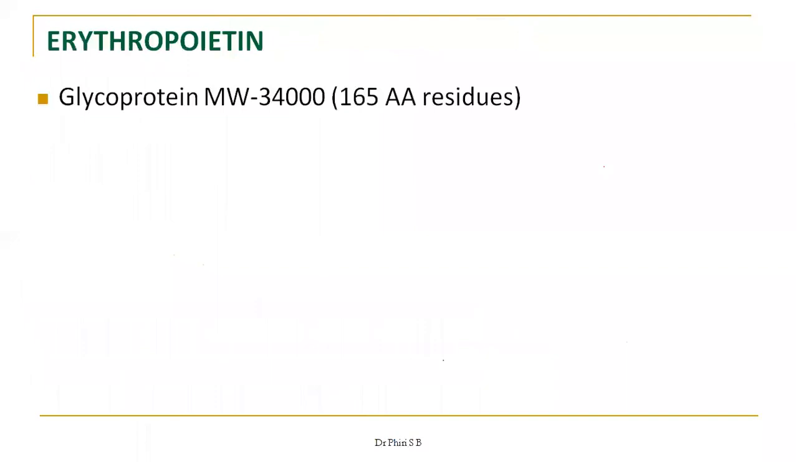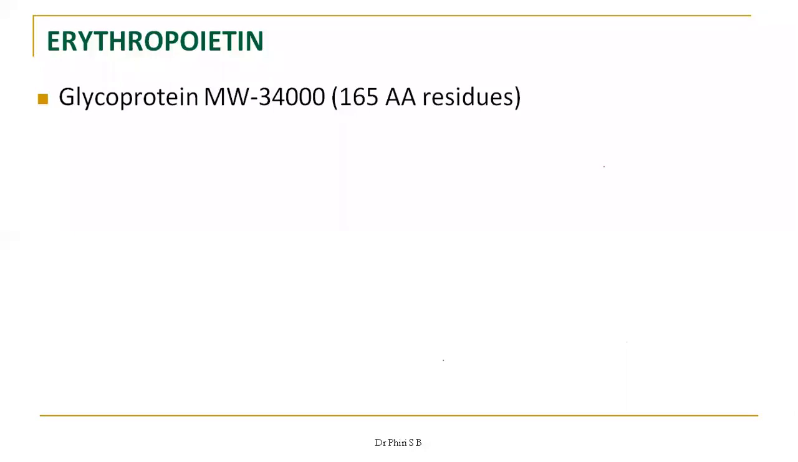Okay, so now looking at erythropoietin as a hormone. This erythropoietin is a glycoprotein, and it has a molecular weight of 34,000. It has a sequence of 165 amino acid residues that will form erythropoietin. On top of that, you have a carbohydrate attaching to the protein. That's why it's called a glycoprotein.